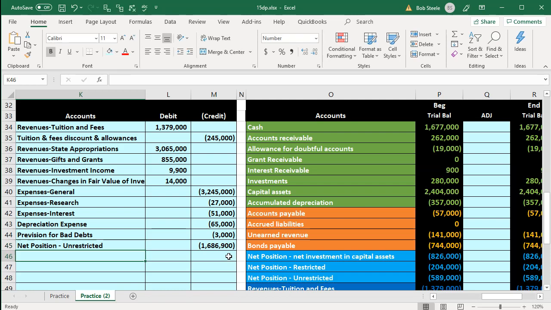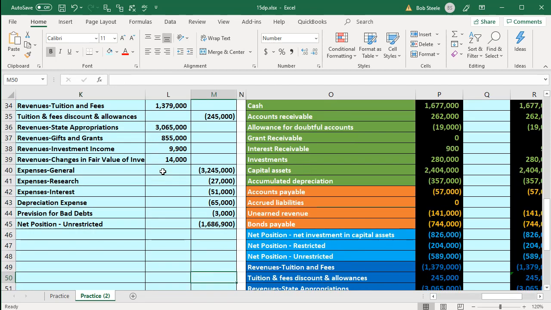Net position unrestricted. Now let's go through and post this out. So we've got the revenue and tuition first. Just going to scroll down, look for the revenue and tuition fees. That's going to be in cell Q49. So we're going to say equals, scroll back up to that 1,379,000 and enter.